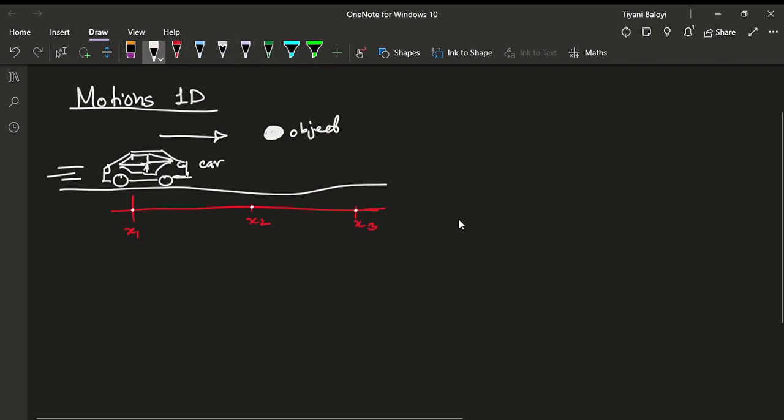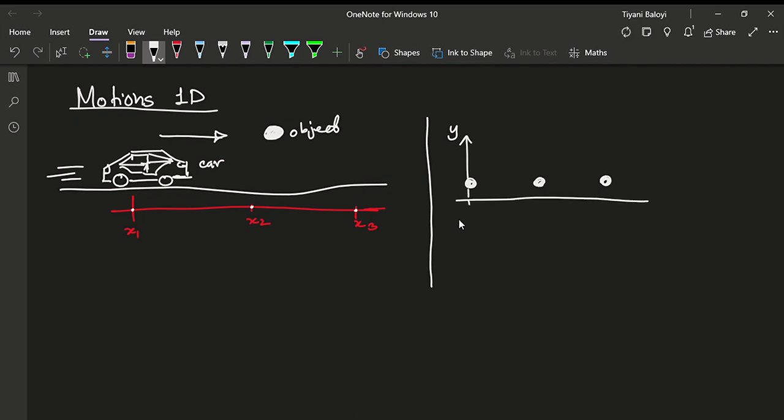We can also do something like this. We'll indicate it here. This is its position, another position here, another position here. Let's say this is our road, but let's put this in a Cartesian plane now. This will be our y axis, and this will be our x axis. So this is x1, x2, x3. Okay, so that's our car moving to the right.